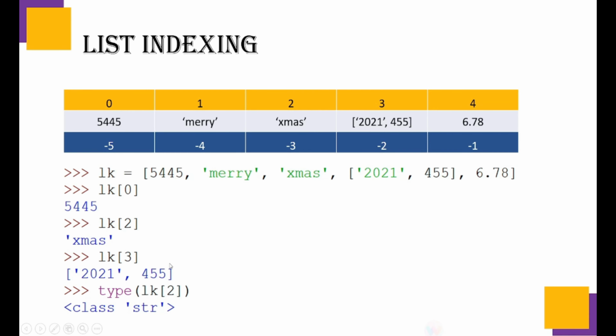If I want to know the data type or the class of any element in my list, I'll write type, list name, and the index number. Here at index number 2, we have Xmas. It's a string, so it prints string. If I want to know the data type of 6.78, so type LK4, it will print float.